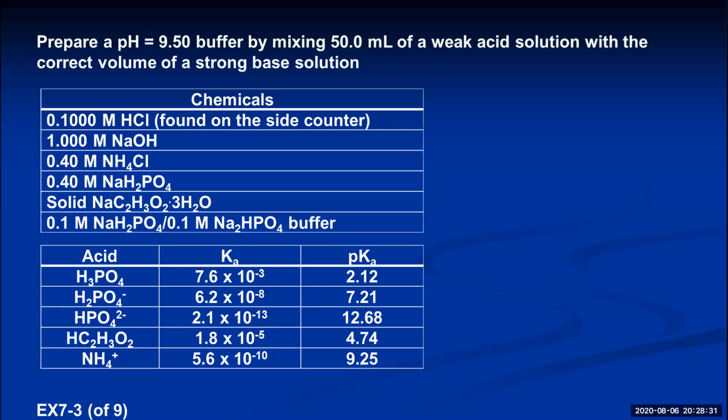Well, we have to pick the one that's closest to 9.50. So that means the ammonium ion has to be the acid in our buffer. Of all the chemicals that we have available to use in the experiment today, the only one that contains ammonium ions is the ammonium chloride. So we're going to use that in order to prepare the buffer.